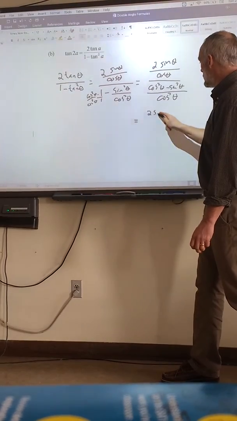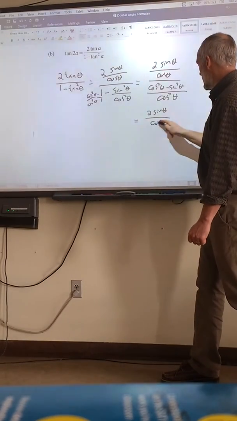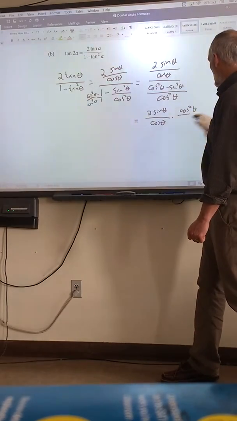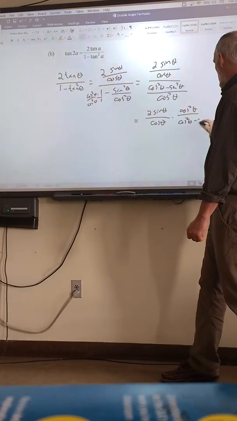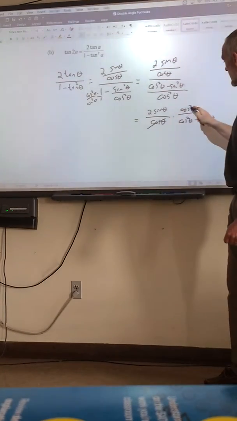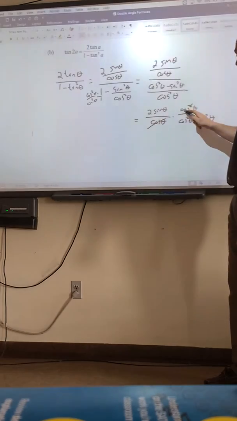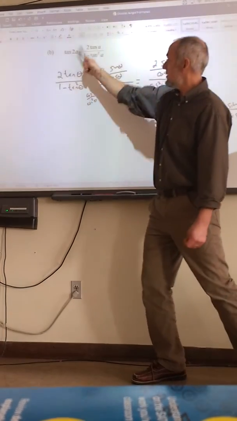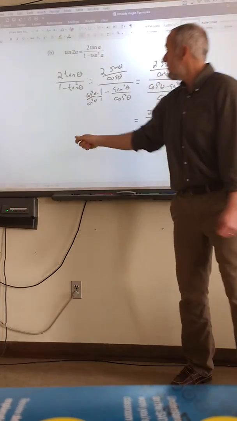So I have 2 sine theta over cosine theta times, when I flip, I get cosine squared theta over cosine squared theta minus sine squared theta. One of my cosines cancels out. I have 2 sine theta cosine theta. Oh, that's sine 2 theta, over cosine squared minus sine squared, that is the cosine of 2 theta. And the sine of an angle divided by cosine of an angle is tangent of twice that angle. So that is done.